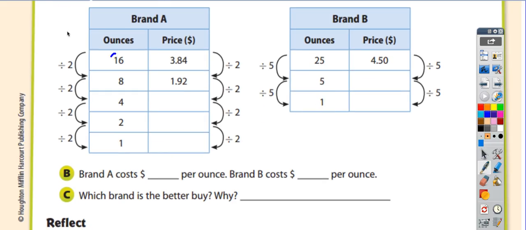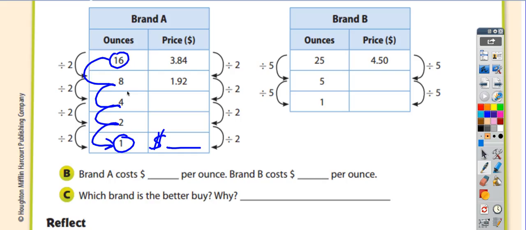You start with 16 ounces, and what you should notice is that if you divided 16 by 2, you would get 8 ounces. And if you divided that by 2, you'd get 4 ounces. And if you divided that by 2, you'd get 2 ounces. And if you divided that by 2, you'd get 1 ounce. You could figure out the price. I don't know what this is yet, but you could figure out the price for 1 ounce.